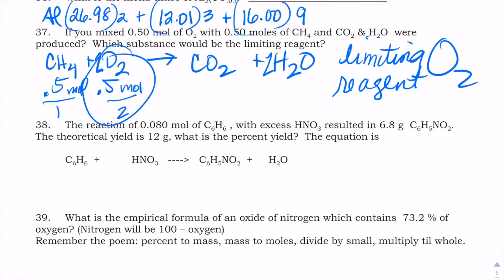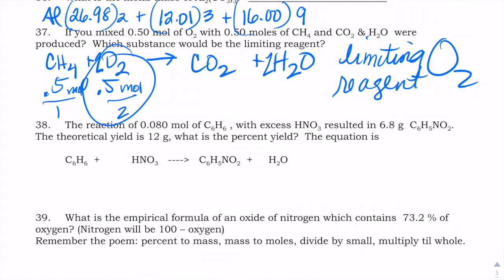The reaction of 0.080 moles of C6H6 with excess HNO3 resulted in 6.8 grams of C6H5NO2 being produced. All right. Do we need to balance this? 1, 7, 5, 6, 7, 3, 2, 3. No, it looks like it's balanced.